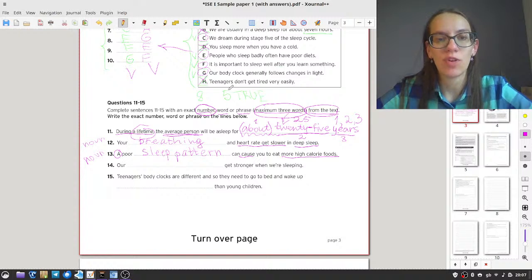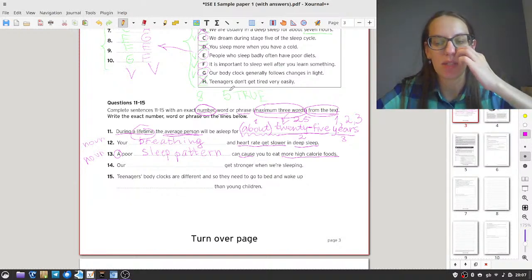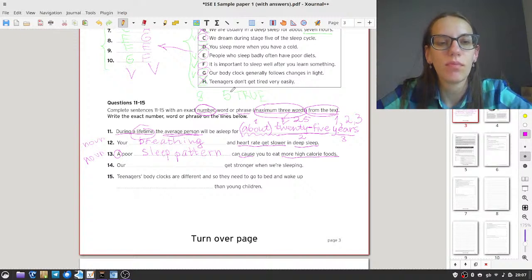So it's not always easy. It can be in a different sentence. Yeah, it can be hidden. Be very careful and make sure that it works grammatically. The grammar in this sentence needs to work. So always think, what kind of thing do we need? Here we need a noun phrase. Pattern is a noun, and sleep pattern is a noun phrase.